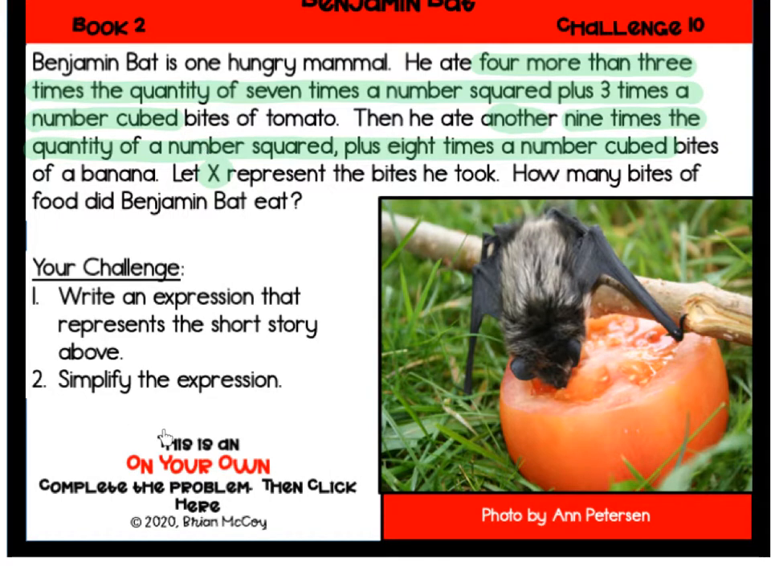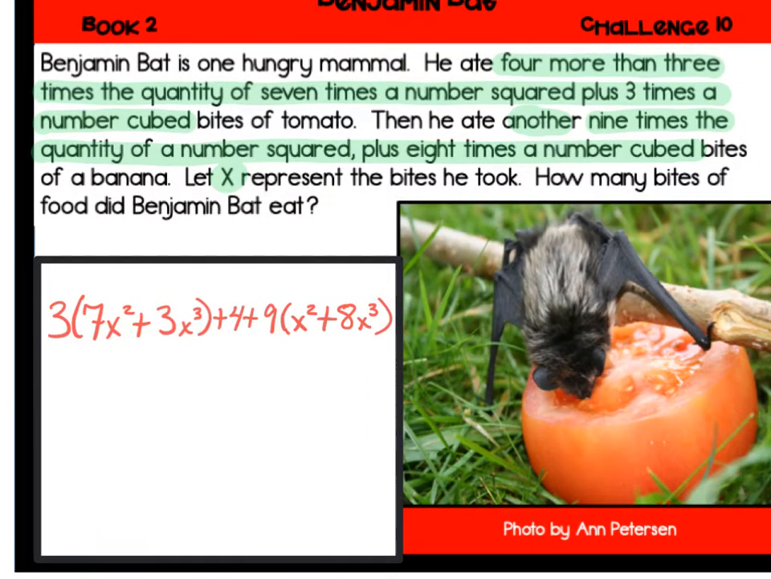So let's make a little bit of room here and start writing our expression. And right here we have it, my friends. 3 times the quantity of 7x squared plus 3x cubed plus 4 plus 9 times the quantity of x squared plus 8x cubed. All right, so let's see how this breaks down up here. Now, this 4 more, that's right over here. I added that at the end of this little first section here. So let's come back to that.